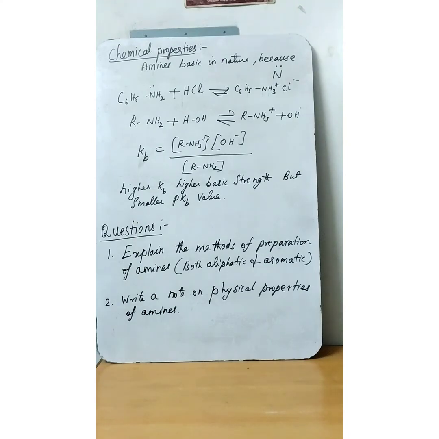Understand that? We already discussed this in the carboxylic acid lesson for Ka, the acidity constant. Now, amines are basic in nature, so for this we find the basic strength of amines using the basicity constant. If this value is more, the basic strength of that amine is higher, but the pKb value will be lower.